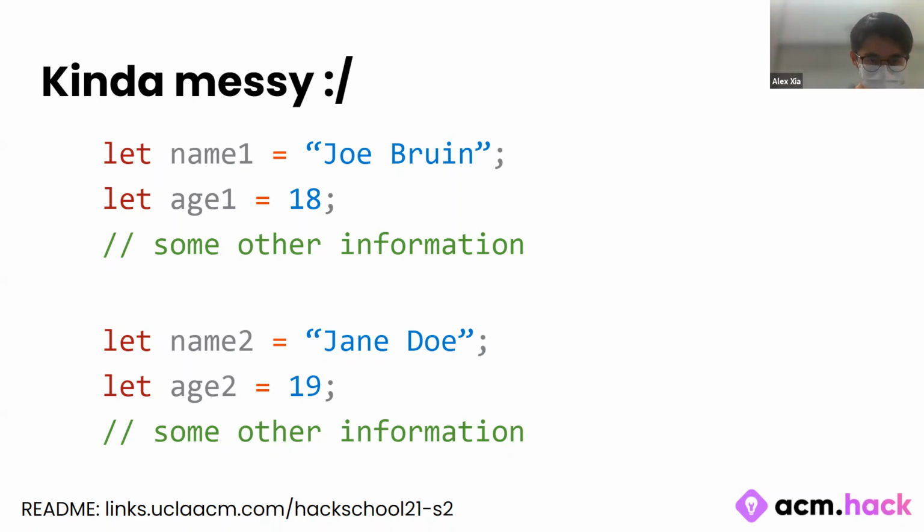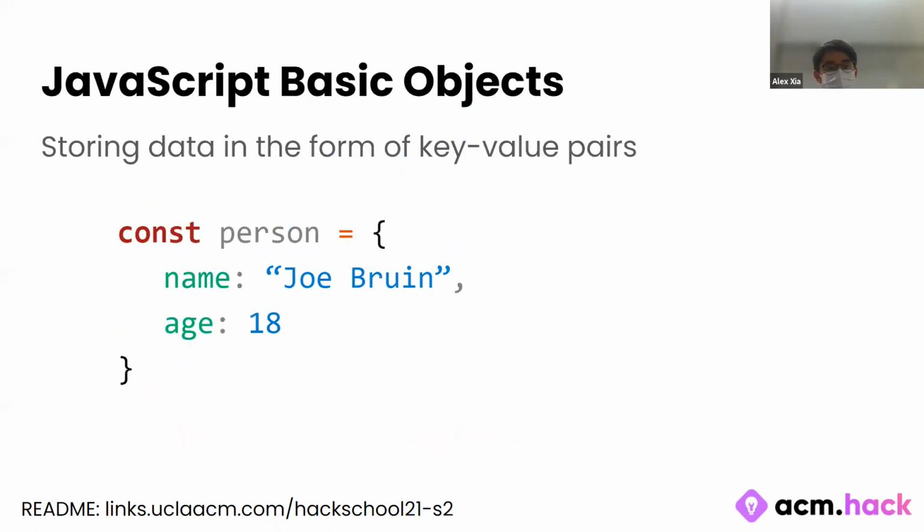So what we can use to solve this problem is JavaScript objects. This is what a JavaScript object looks like. You'll see that it is denoted with curly braces. So if you see curly braces in the future, you'll know that this is a JavaScript object. Let's break down what's inside.